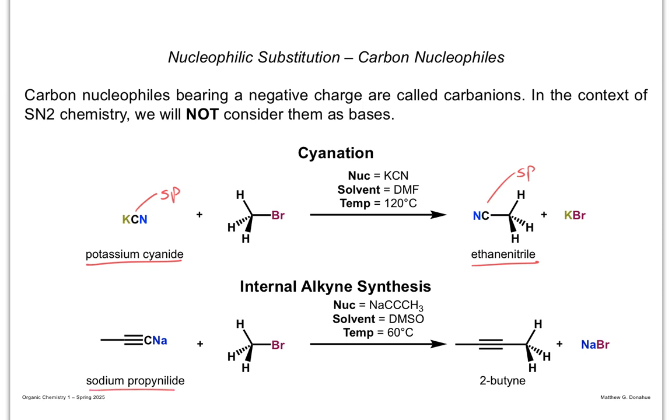Sodium propionylide, really this could be any terminal alkyne, a carbon anion, can be used. Again, that's an sp hybridized carbon. And when it undergoes SN2, you're now forming an internal alkyne. So internal just means the triple bond is inside the carbon backbone.